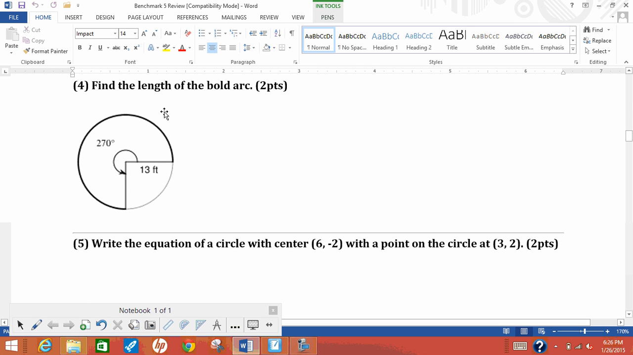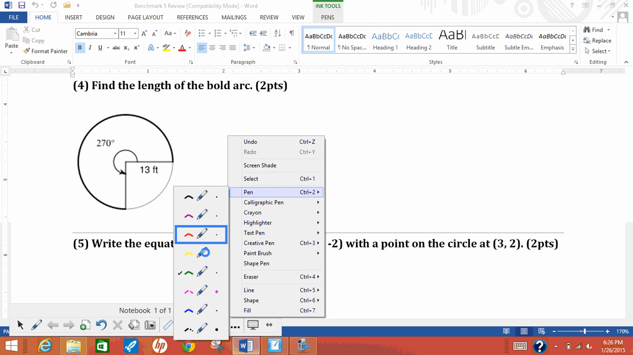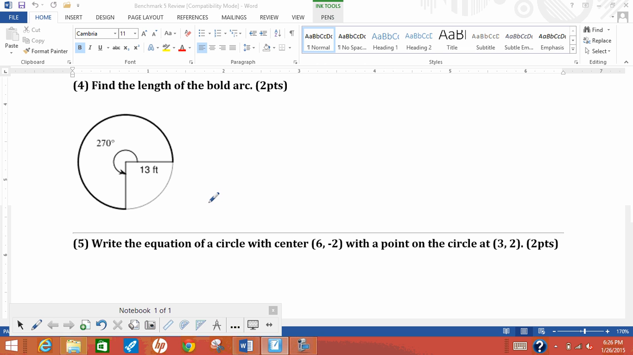Very similarly, this time we want to find the length of the bold arc. 270 is the measure, so in degrees, the arc measures 270 degrees. We want to find out how long it is. So if we were to cut this circle right here, let's say, how long would it be from this point to this point if we stretch that thing out straight?